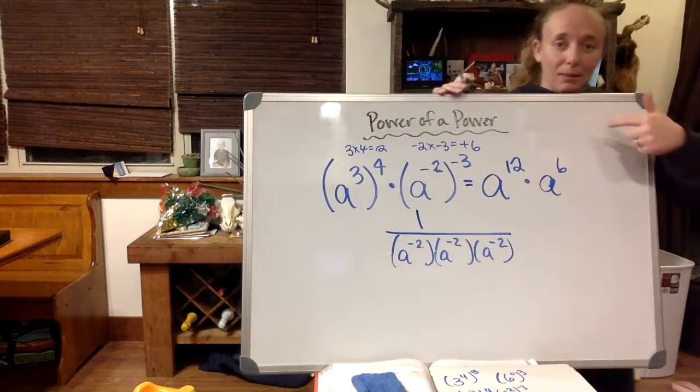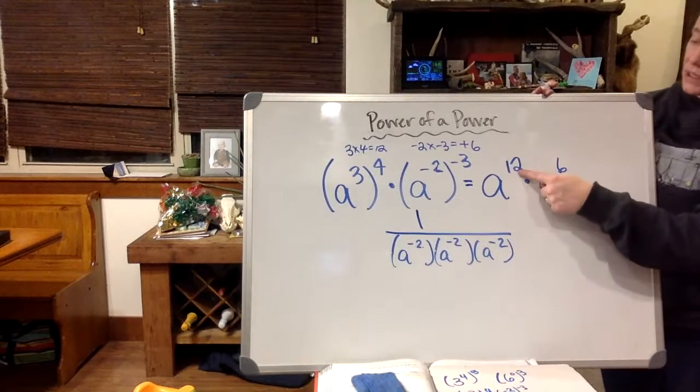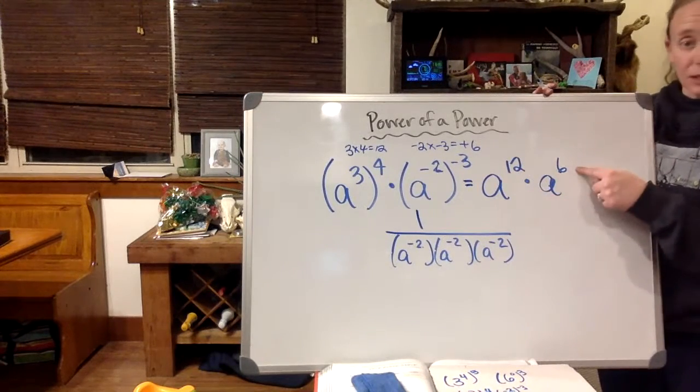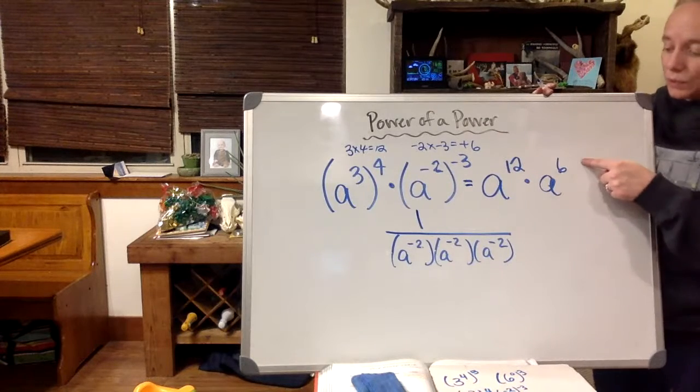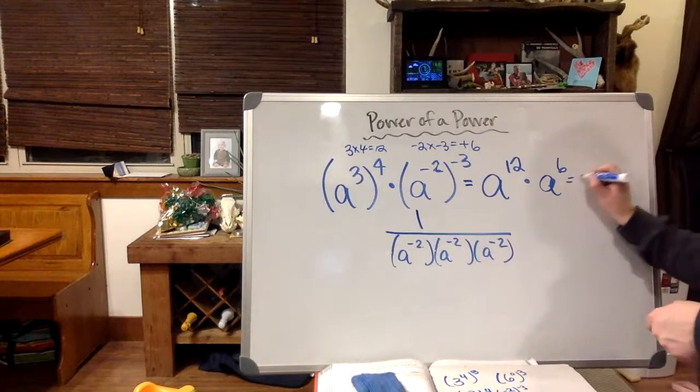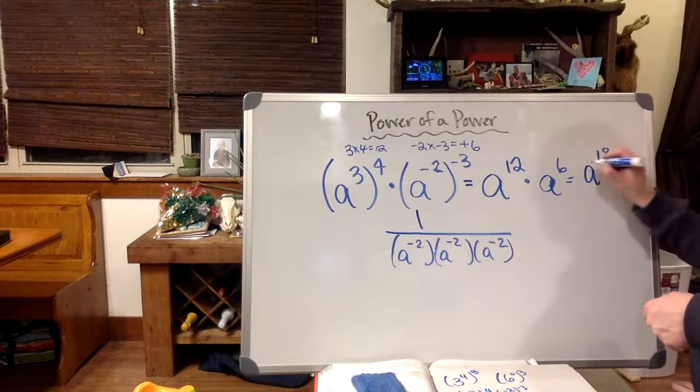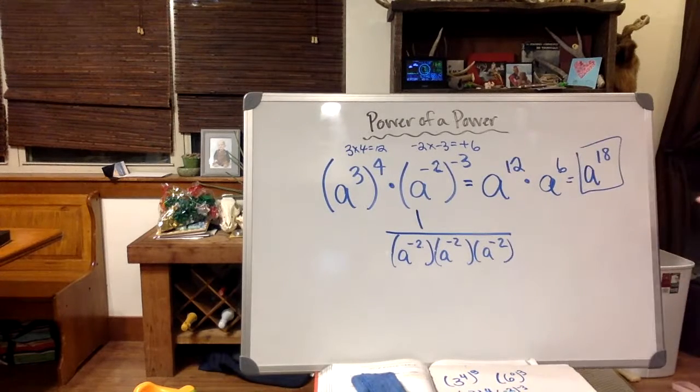which now allows me to actually fully do the previous property, which tells me that I can add my exponents. A raised to the 12th power times a raised to the 6th power. I'm going to add these two exponents together. So I get a to the 18th for my final answer.